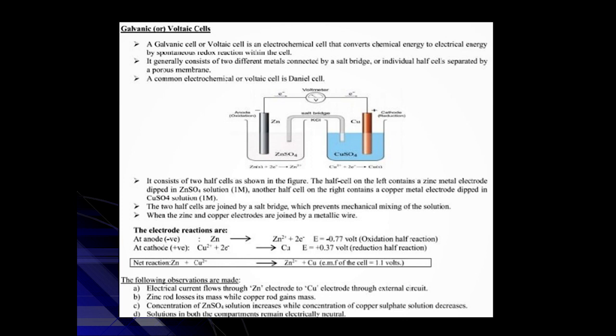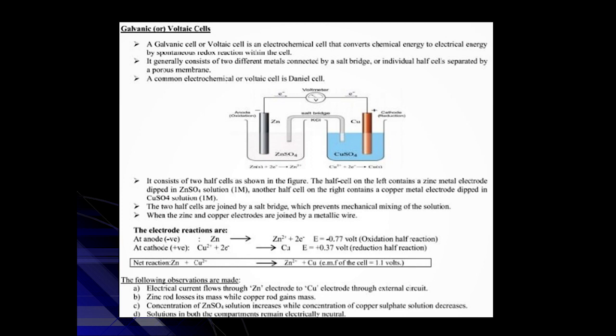And then the copper rod gains mass, means this copper gains the electrons which were released from the zinc. So here copper gains its mass. And then another observation is that the concentration of ZnSO4 solution increases while the concentration of copper sulfate solution decreases. Solution in both the compartments remains electrically neutral.